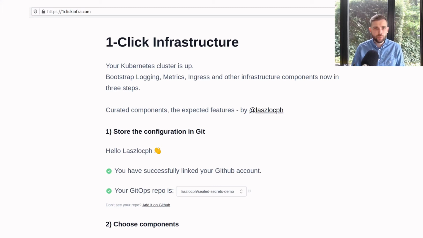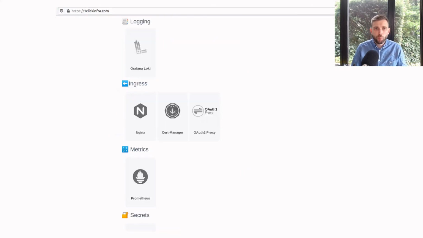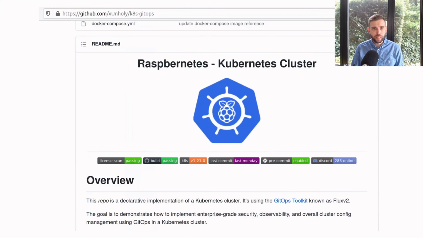Last summer, a little service was born out of this thinking called oneclickinfra.com, an experiment where the promise was: you link up your GitHub and a Git repository, and you choose your components, the logging pieces, the ingress component, metrics, everything, then I deliver a complete environment into your Git repository, Flux included, meaning it's a self-contained, automated environment. I wasn't alone with this idea, by the way.